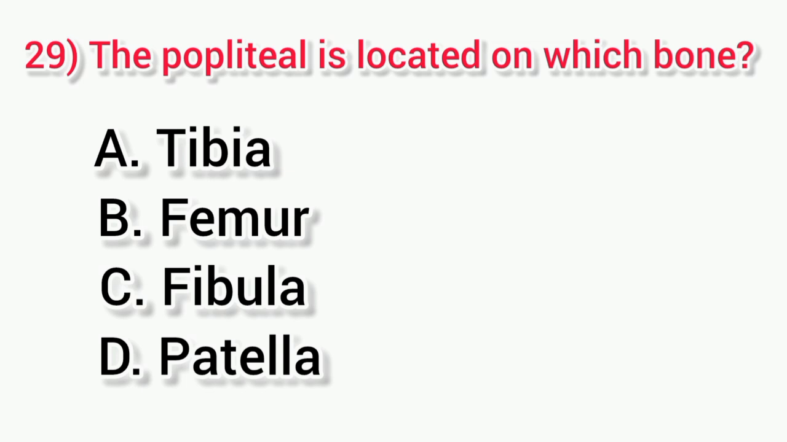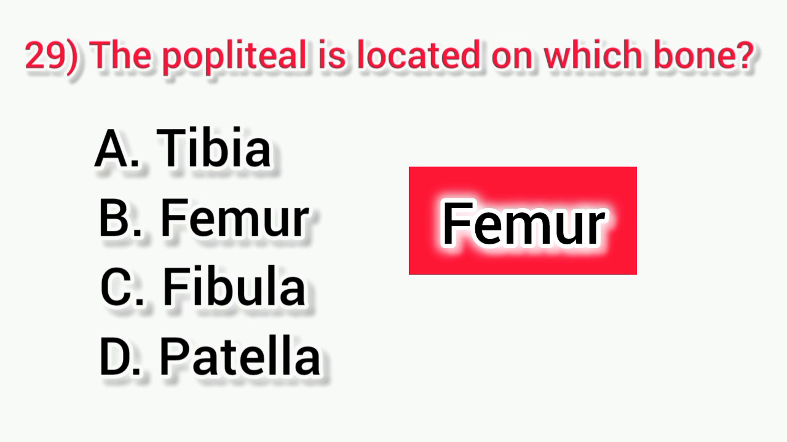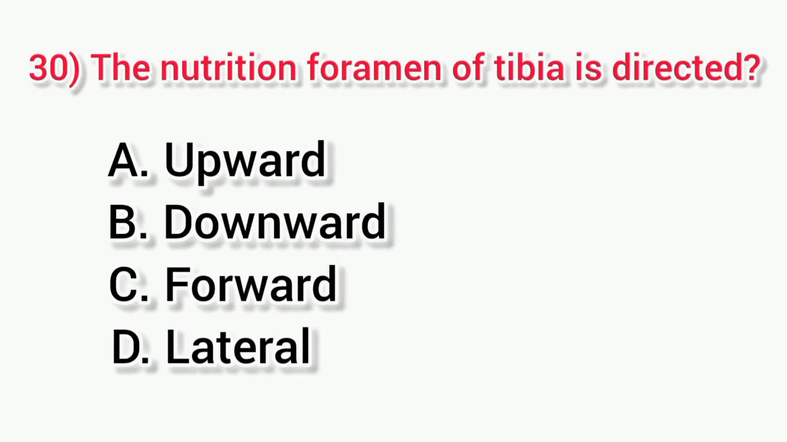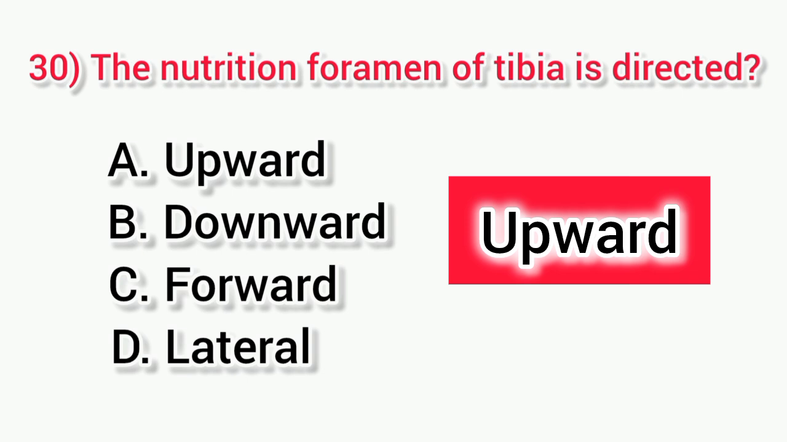The popliteal surface is located on which bone? Correct option is B, femur. The nutrient foramen of the tibia is directed? So, correct answer is option number A. It is directed upward.